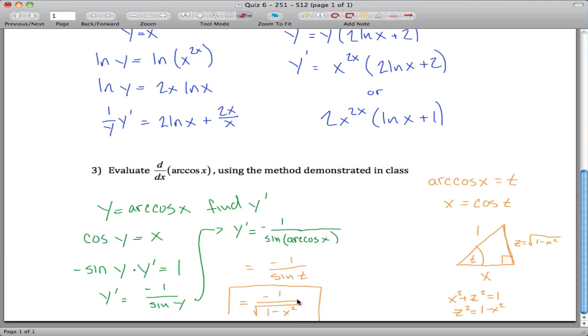Kind of a lot going on there. I don't know, I guess you get some partial credit if you got to here or even to here. But this is great. This is the final answer. That's the end of this quiz.